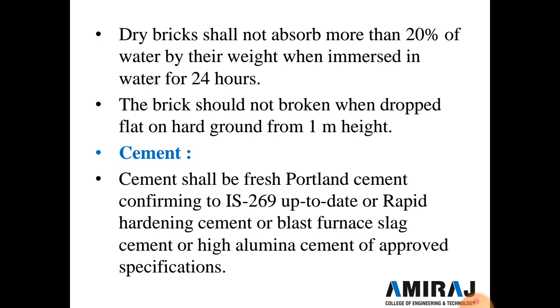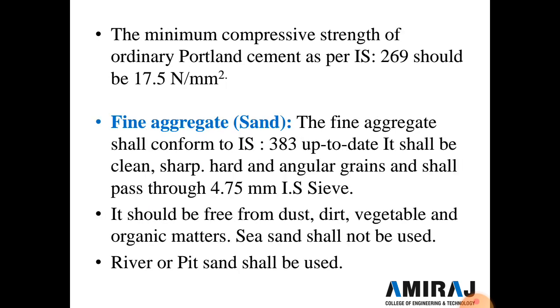So these are the basic requirements of the bricks when we use them in first class brickwork of ratio 1:6 cement mortar. Now the next material we use is cement. So cement shall be Portland cement conforming to IS 269 up to date, or rapid hardening cement, or blast furnace slag cement, or high alumina cement of approved specification. And the minimum compressive strength of the OPC as per IS 269 should be 17.5 Newton per mm square.